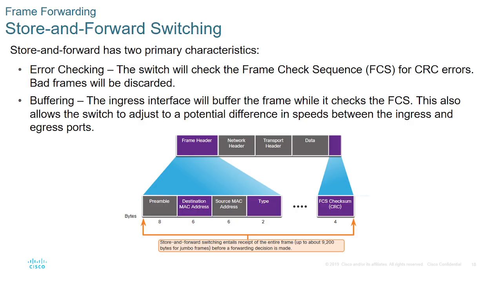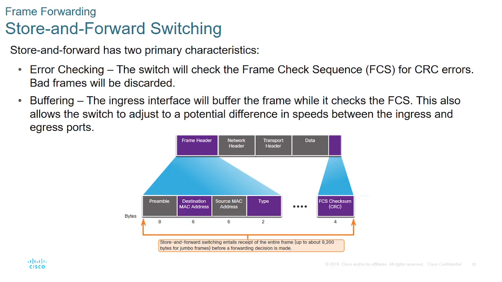How does store and forward work? Store and forward has two primary characteristics. Because it has to store the frame first, it is able to do error checking. The switch will check the frame check sequence for cyclic redundancy check errors, and bad frames will be discarded. So with store and forward, which is the Cisco default way of forwarding frames, that's why Cisco switches are efficient: they will not forward frames which have errors in them.